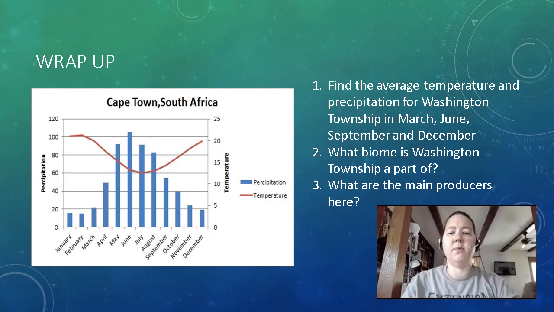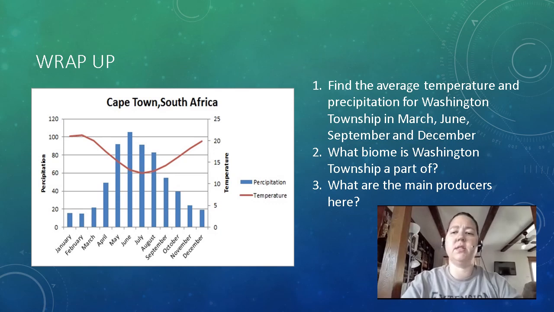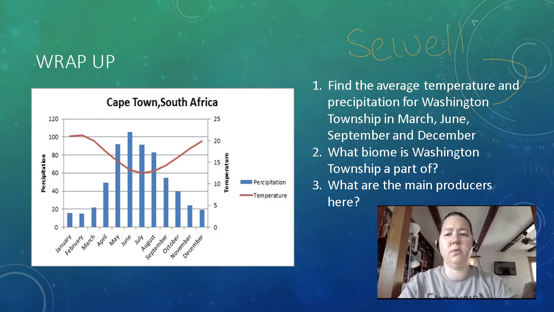And then what biome is Washington Township part of, and what are the main producers here? If you go look outside, what kind of producers do you see? Just in case you're trying to search for something, Washington Township might not work, but Sewell will. So if you look up Sewell, that'll help you out too. You're going to go to Blackboard after you figure out your answers to these questions and post there. It is graded, so you have to make sure you answer that question. All right, see you soon.